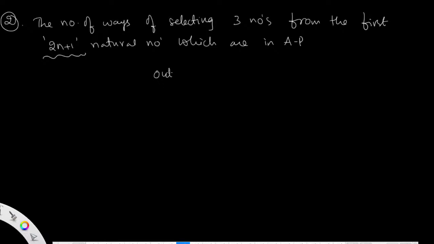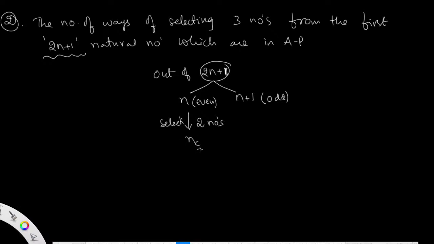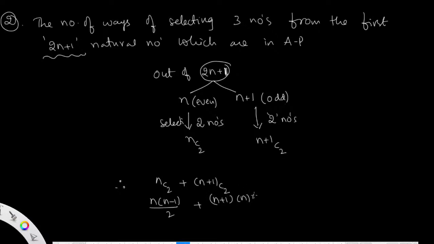Therefore, out of 2n plus 1 numbers, which is nothing but odd, the cases must be n even numbers and n plus 1 odd numbers. From the even numbers we select two numbers in nC2 ways. From the odd numbers we can select two numbers in n plus 1 C2 ways. Therefore the total answer is nC2 plus n plus 1 C2. nC2 is n into n minus 1 by 2, and n plus 1 C2 is n plus 1 into n by 2.